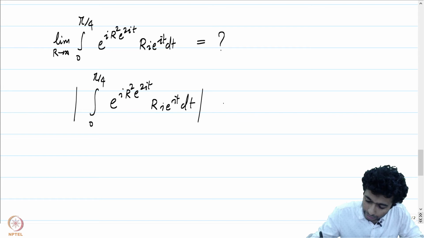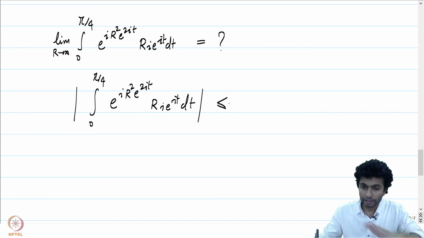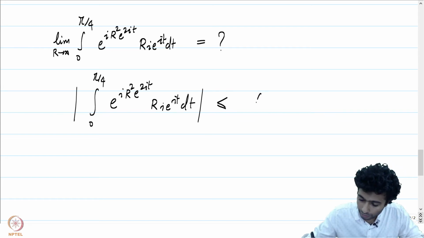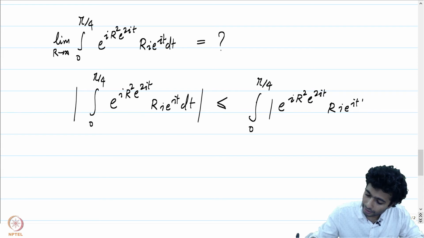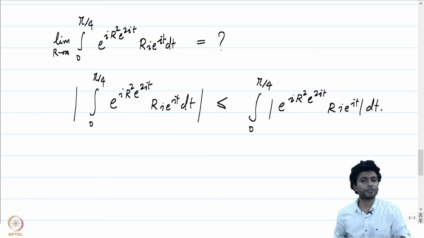Using that, one can conclude that even for this Riemann integral, even though there are complex numbers involved, one can indeed compute. That's an exercise for you to conclude that this is less than or equal to the integral of the absolute value of e to the power i r square e to the power 2i t into r i e to the power i t dt. This is something which we can conclude.